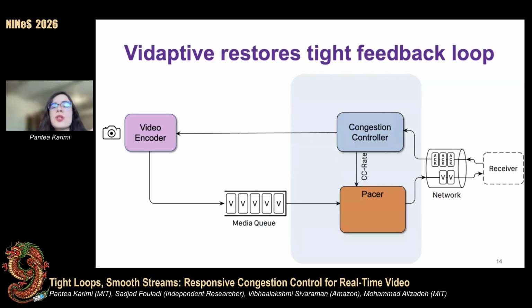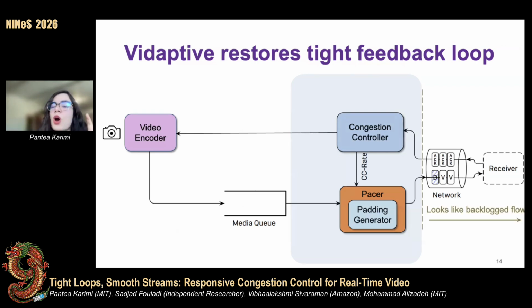The congestion controller sends as it sees fit to estimate the link bandwidth, and if there is no video, Vidaptive generates padding traffic to deliver to the congestion controller. So from the perspective of the network, this always looks like a backlog flow, and the congestion controller can work as best as it can. Now that the network estimation is handled, we have to do something about the encoder. We have to supply something to the encoder.